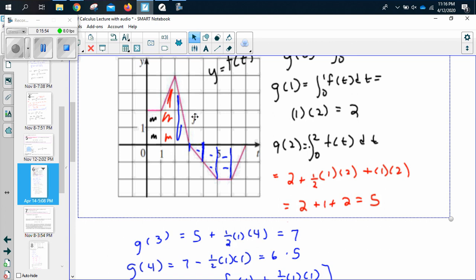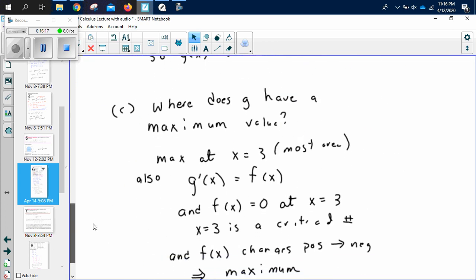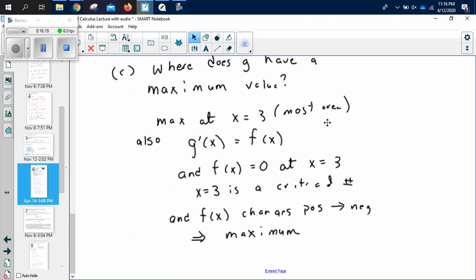Well, if we think about where it has a maximum, it's going to be at a critical number, and that's where the derivative is 0. This is the derivative function, and it's 0, and it's going to be a maximum if the derivative changes from positive to negative at that critical number, which is what happens right here. It changes from positive to negative, and so that's where the maximum value is.